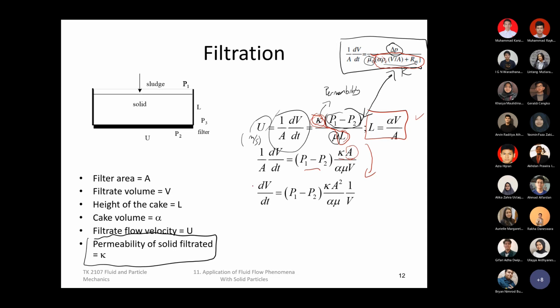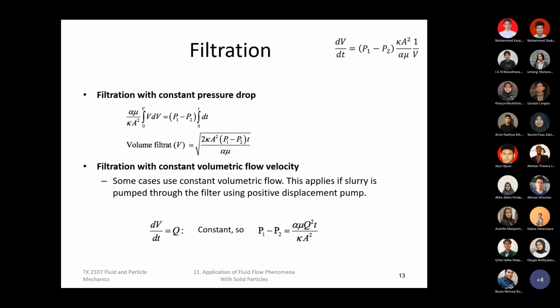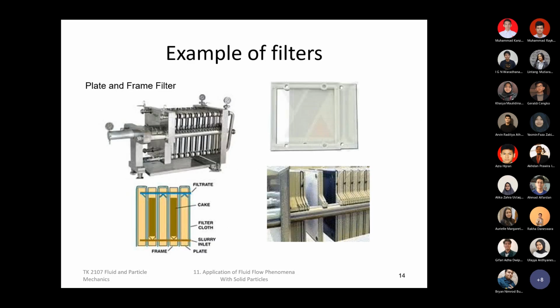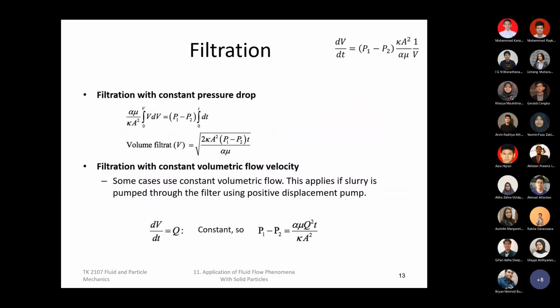And if what we need to know is the cubic meter per second, or the production of our membrane facility, for example cubic meter per hour, then it can be calculated as delta P multiplied by the permeability multiplied by the area of the membrane, per alpha mu, 1 per V. Okay, I'll continue with this one slide first, and then we'll see a video to give you an illustration of how it works.